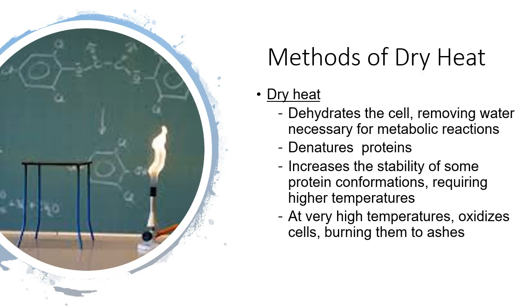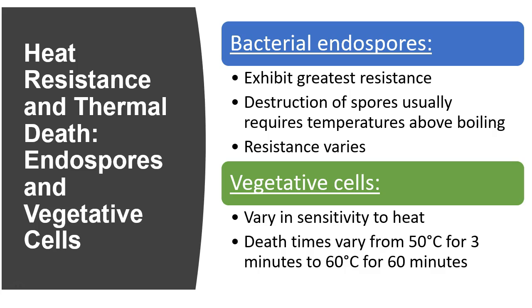Methods of dry heat are trying to remove water from the cell, which will disrupt the metabolic processes and also denature the proteins. At very high temperature, it oxidizes cells, which basically burns them to ashes. Examples of this would be burning something to kill everything, and flaming your loop when we're using sterile technique during bacterial labs.